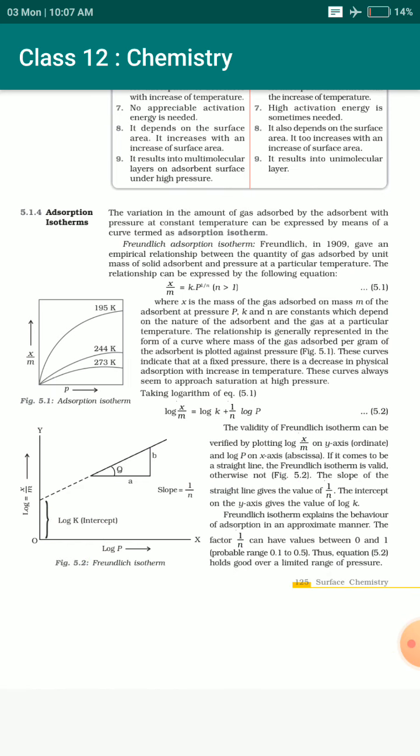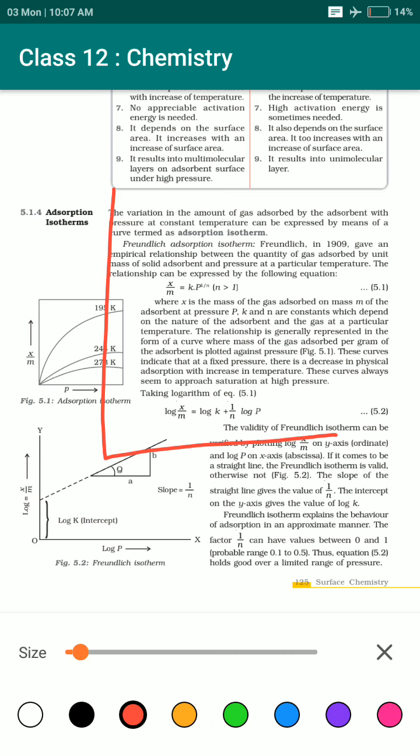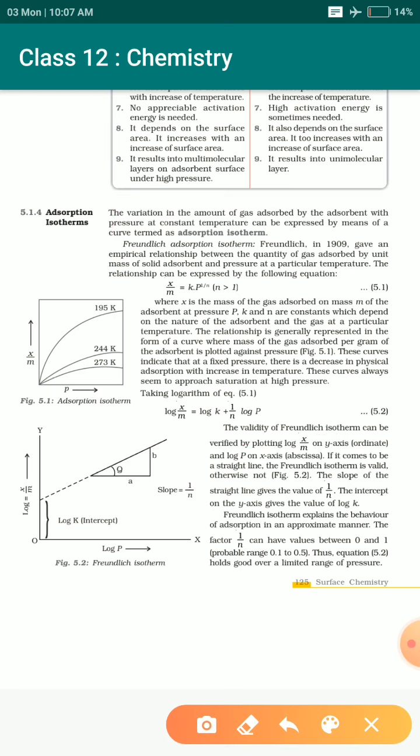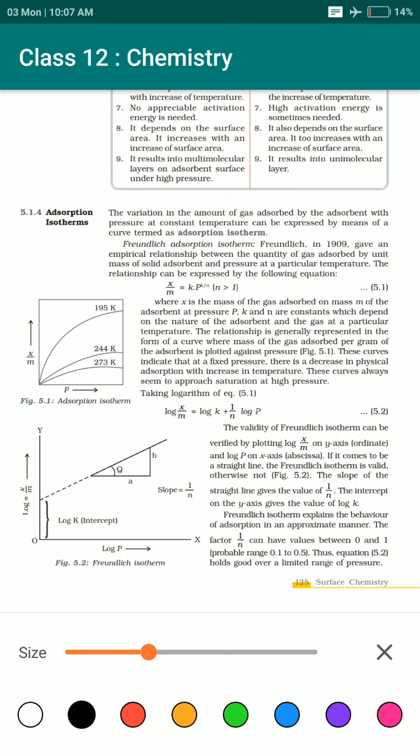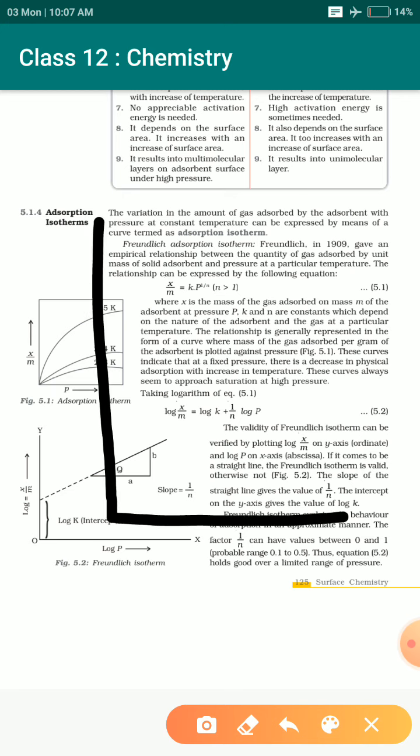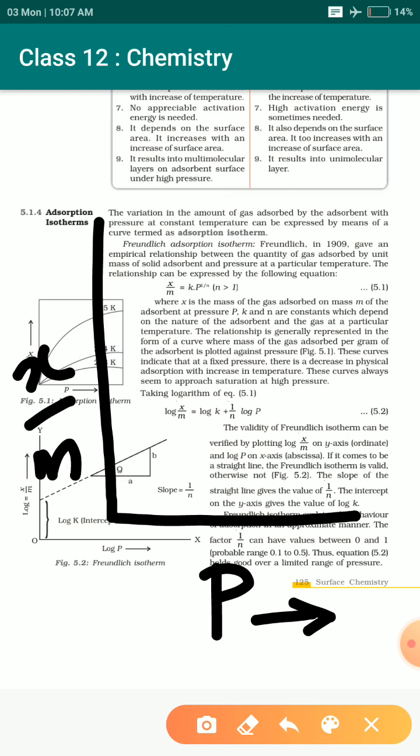So how is this graph drawn? According to Freundlich adsorption, the graph is something like this. The graph is the relationship between pressure and the amount of gas adsorbed, which we mentioned earlier. This x by m shows the amount of gas adsorbed over the mass of adsorbent. So it is shown by this graph.